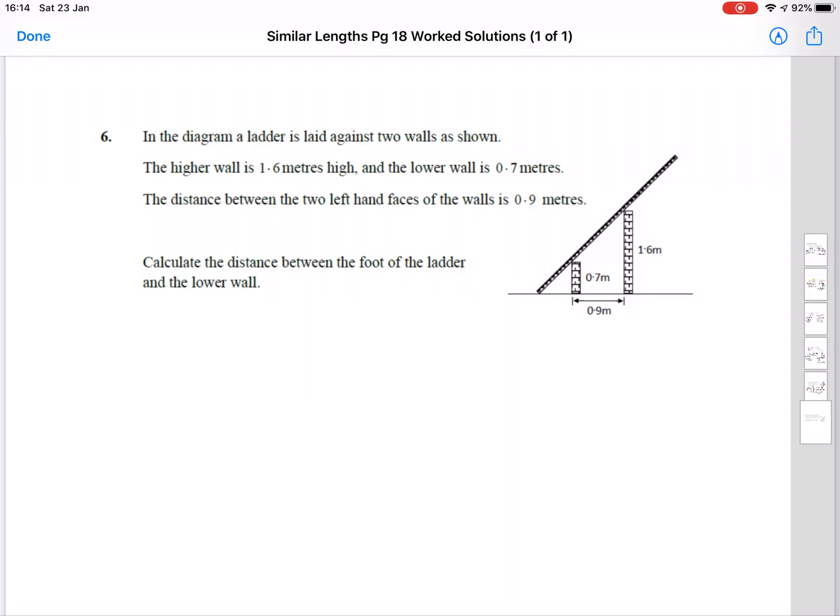So here we have a diagram of a ladder that's laid against two walls that are shown. The higher wall is 1.6 metres tall and the smaller one is 0.7 metres tall. And the distance between the two walls is 0.9 metres. And we're asked to find the distance between the foot of the ladder and the lower wall.